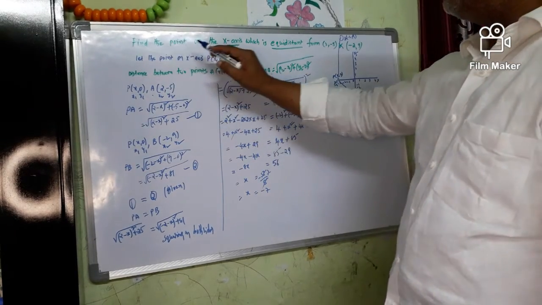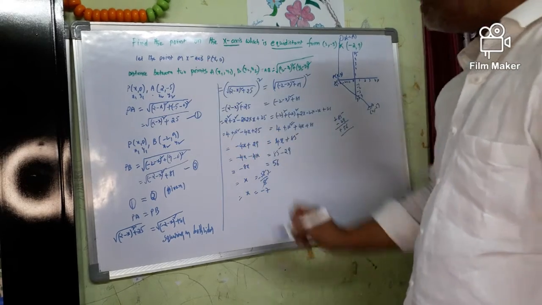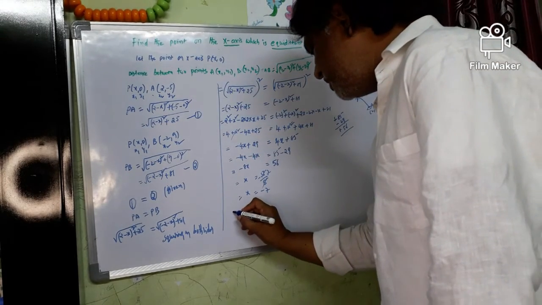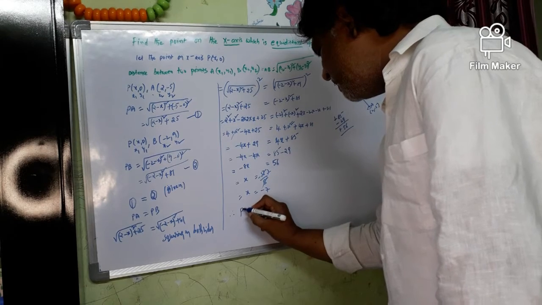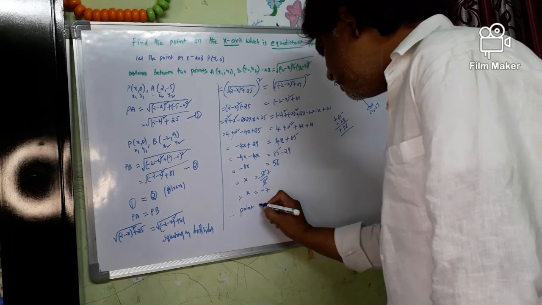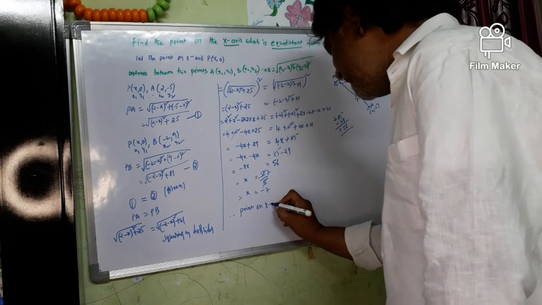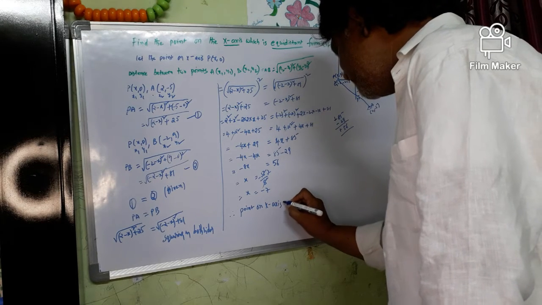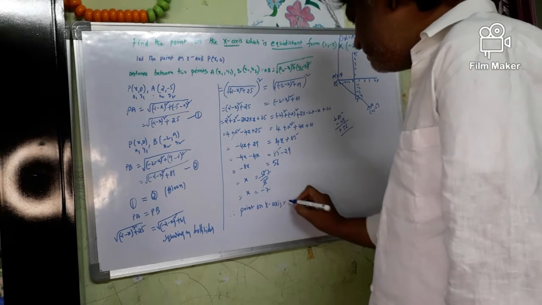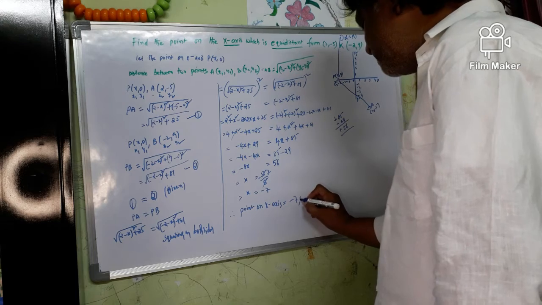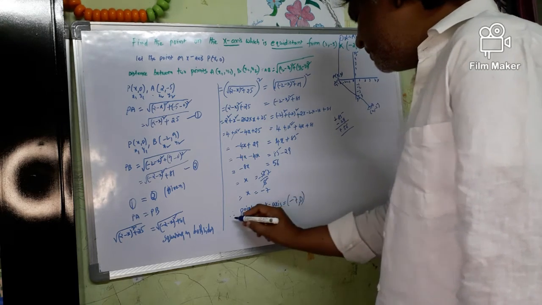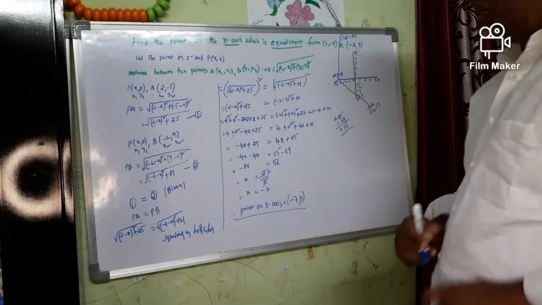Actually, we want the point on the x-axis. The point on the x-axis is (x, 0). Therefore, the point on the x-axis is (x, 0), where x is minus 7. So the point is (-7, 0).